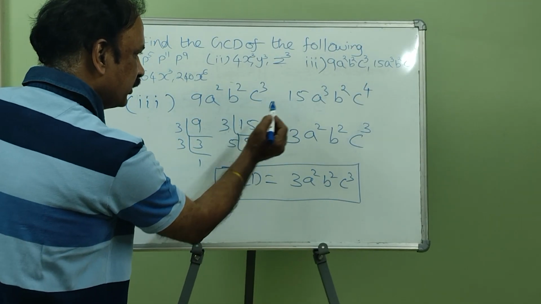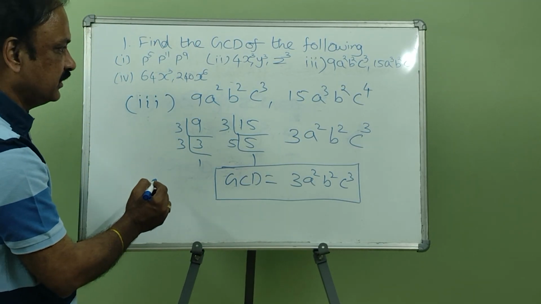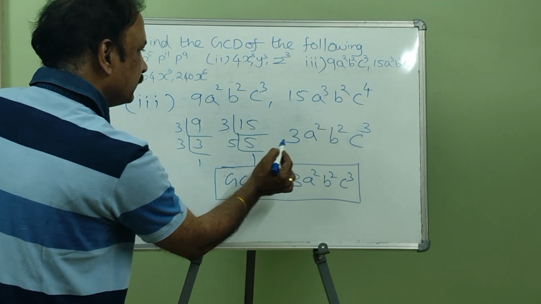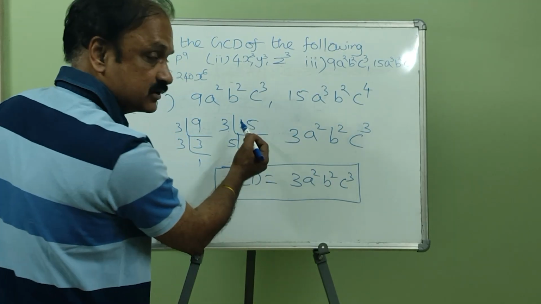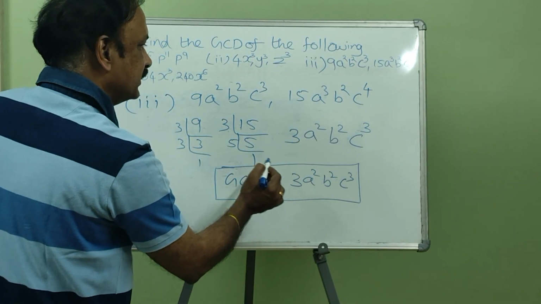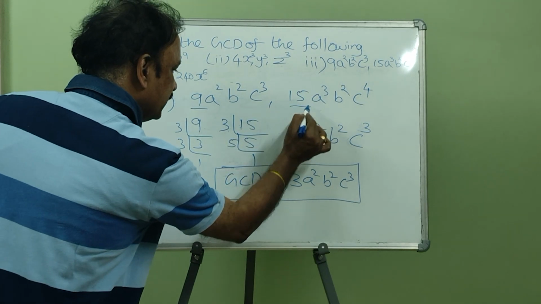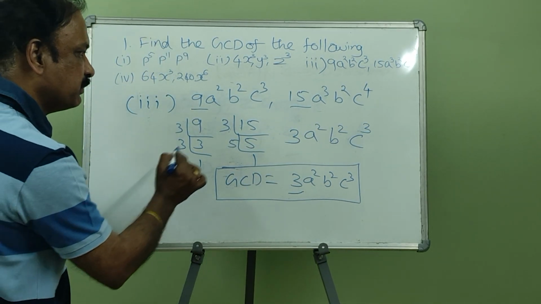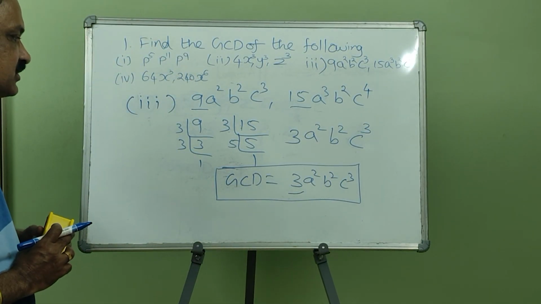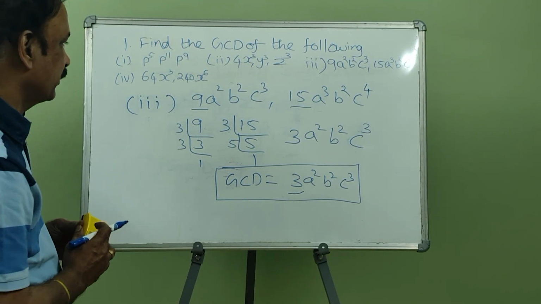And then among the polynomials, find the lowest power of each of the variables. The lower power of a square and a cube is 2, so we have taken a square. The lower power of b square and b square, since both are the same, we have taken b square. The lower power of c cube and c power 4 is c cube. So the greatest common factor between 9 and 15 is 3, and the lowest powers among all these polynomials are a square, b square and c cube. So we get the answer GCD 3a square b square c cube. I hope you have made a note of this.